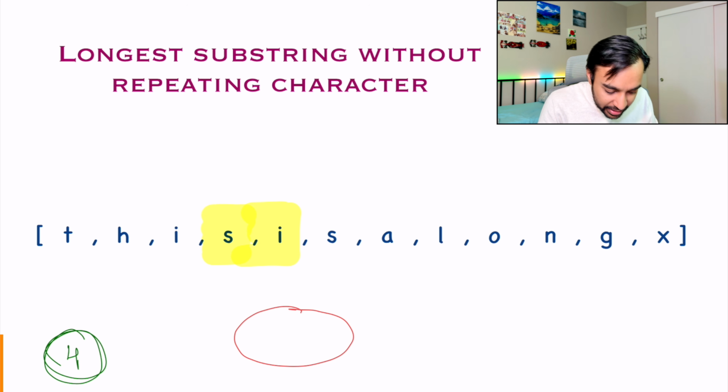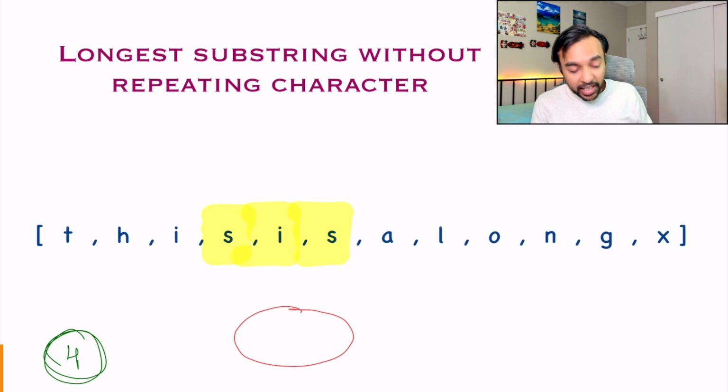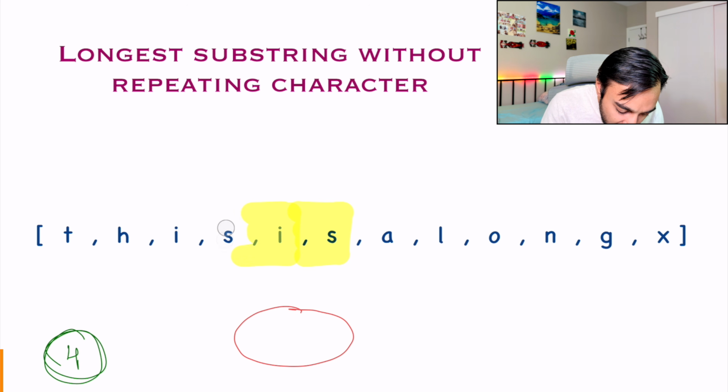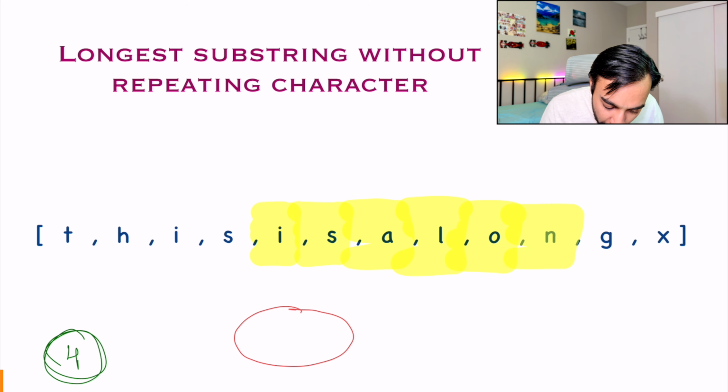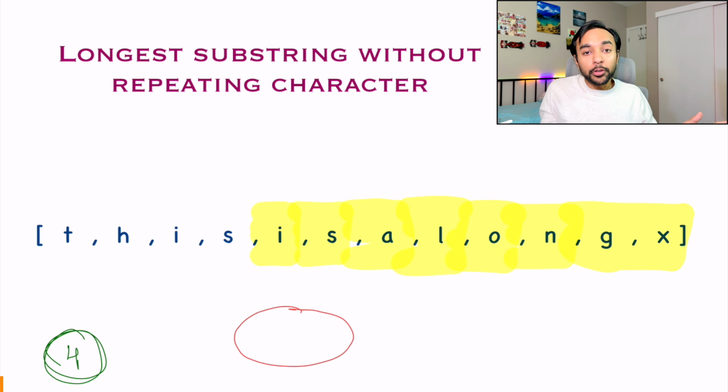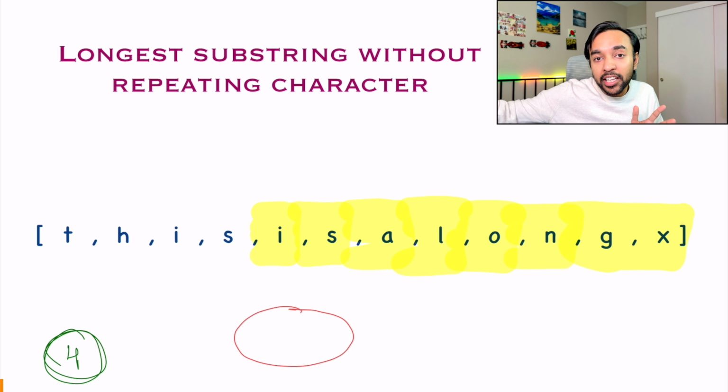You will try to repeat the same process again. You add an S, so now you have repeated characters, so you will reduce the length of your window. You will go ahead now. You find A. None of them are repeated. L. None of them are repeated. O. None of them are repeated. N. None of them are repeated. Then G and then an X. What did we do? We covered the entire string and none of the characters are repeated.